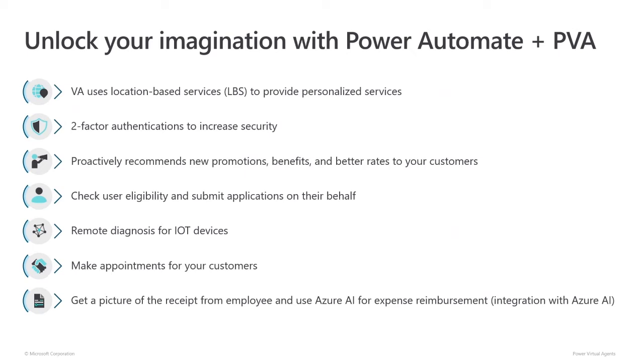All of these things are real, things that you can start to enable with a combination of Power Automate and Power Virtual Agent. So you'll see it's going way beyond just questions and answers now. We're able to make next best action suggestions. We can check user eligibility. We can make appointments and things at a more accessible, straightforward level.